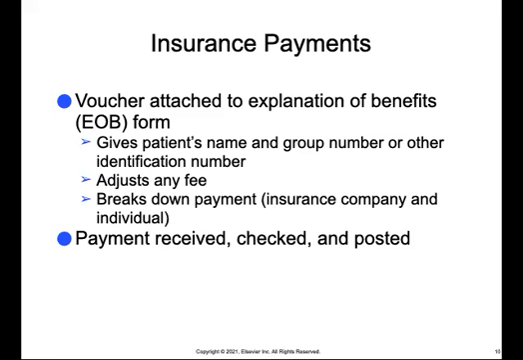EOB just stands for an explanation of benefits. EOBs identify the name of the patient and the group number or other identification number. Depending on the type of insurance and stipulations outlined in an insurance contract, the EOB may contain an adjustment of any fee charge that was over the allowed amount. Normally, the EOB is self-explanatory regarding the breakdown of payment. The total fee is listed, including the amount that the insurance company pays and the amount that the patient must pay. Once the payment has been received, checked, and posted, the final step in the tracking system is completed.